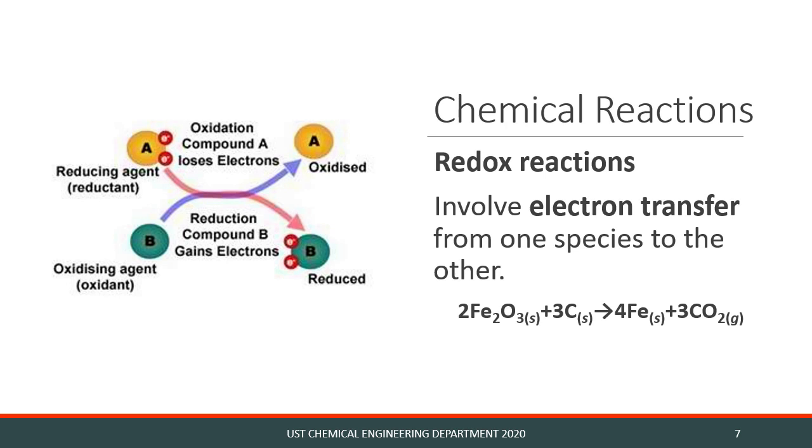Oxidation reduction or redox reaction is a type of chemical reaction that involves the transfer of electrons between two species, thereby changing the oxidation number of a molecule, atom, or ion. An example shown here is the reaction of ferric oxide with carbon. This redox reaction caused the oxidation number of iron to change from positive 3 to 0 and for carbon from 0 to positive 4.